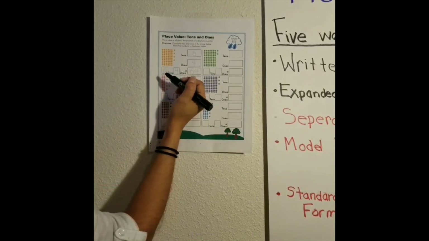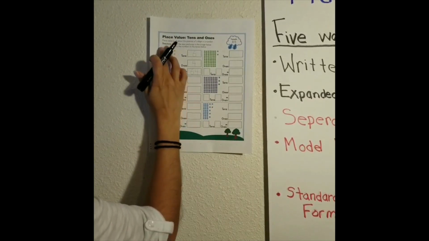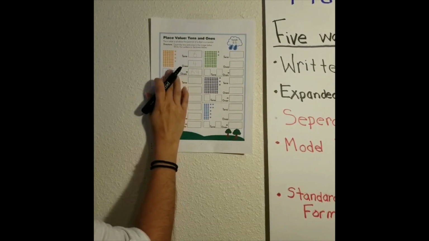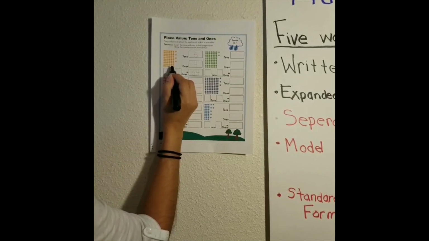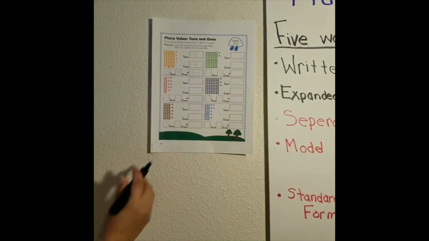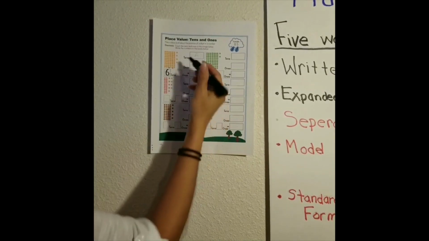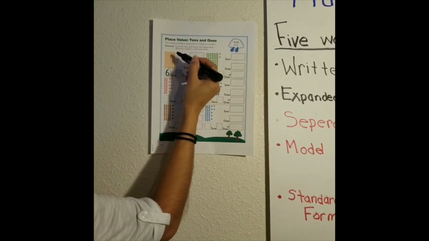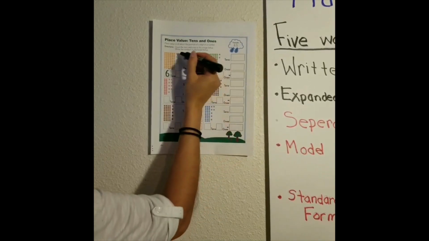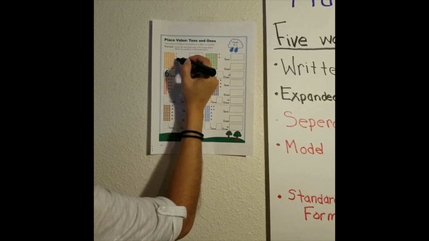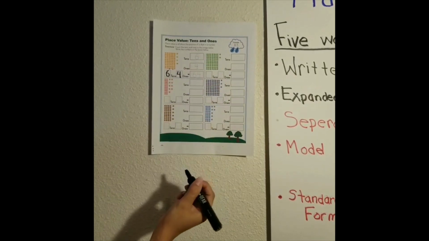So the easiest way that we're going to do this is count each row. Now remember, these long rods are considered 10. So we have 1, 2, 3, 4, 5, 6. So that means we have 6 tens. Okay, and these units that are separated from each other, those are our ones. So let's see how many ones we have together. 1, 2, 3, 4. We have 4 ones.